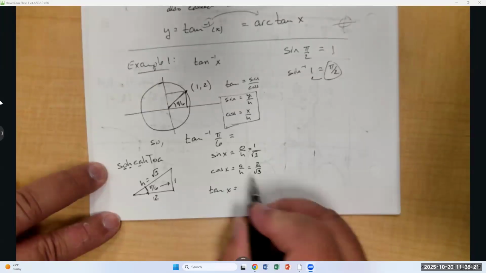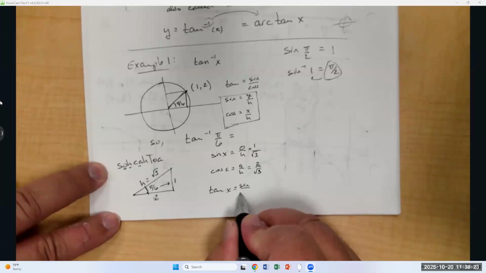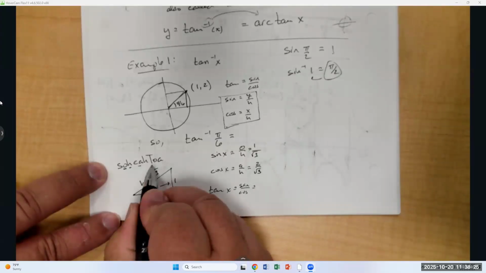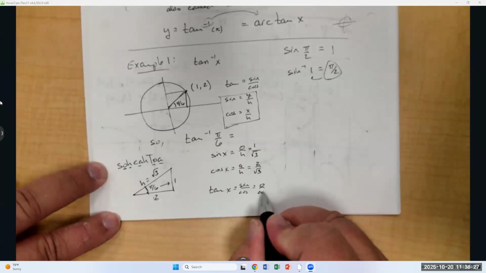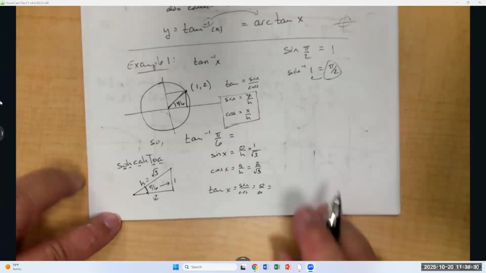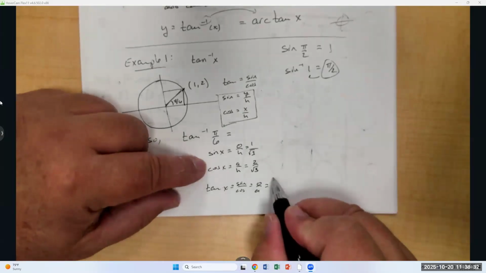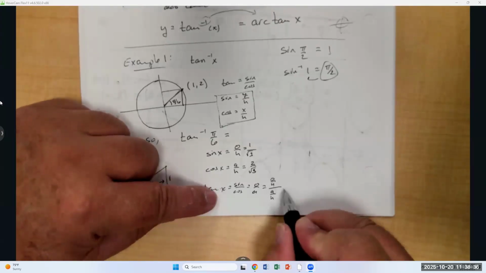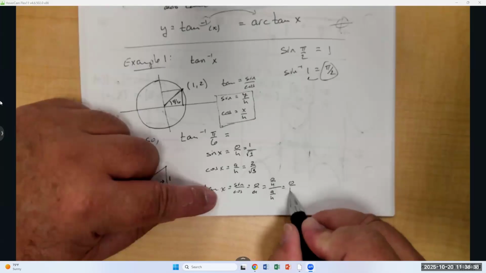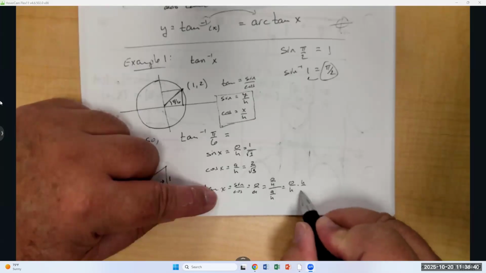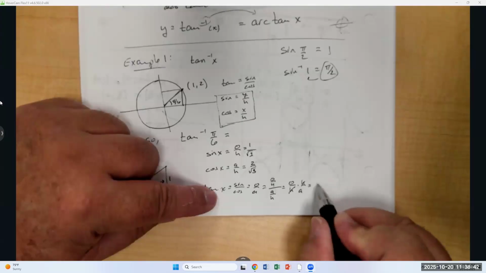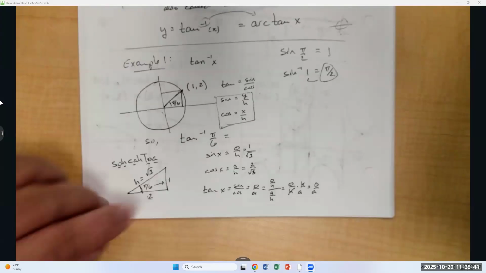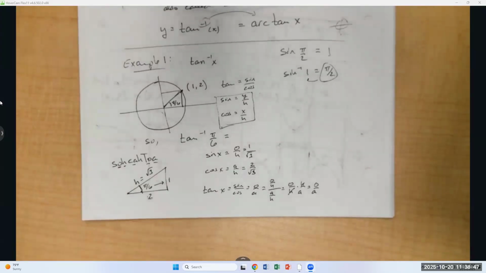And tangent is sine over cosine, which is opposite over adjacent. Because if we did these, sine is opposite over hypotenuse, cosine is adjacent over hypotenuse. Take the top fraction, multiply by the reciprocal of the bottom. We have opposite over adjacent.